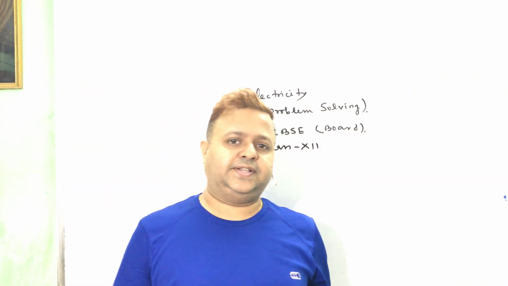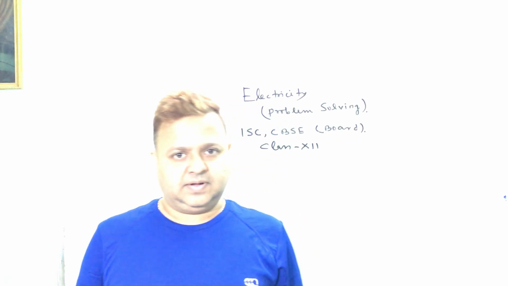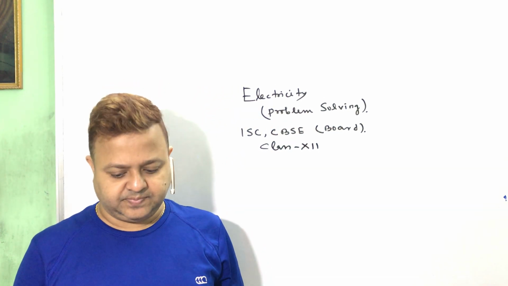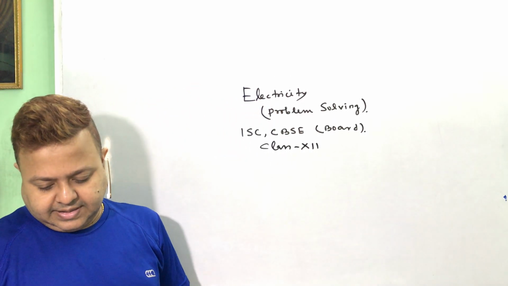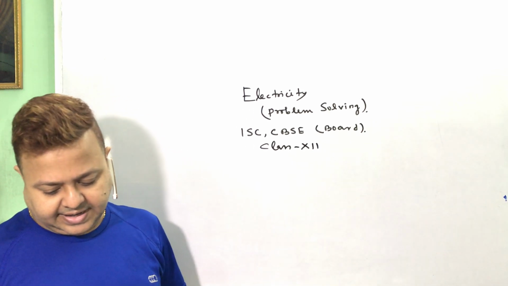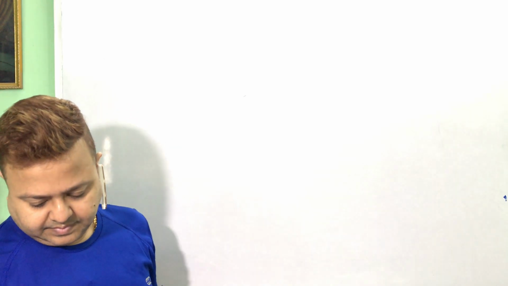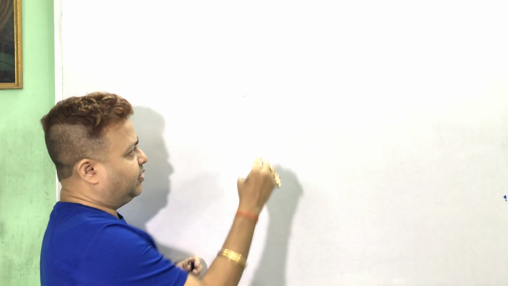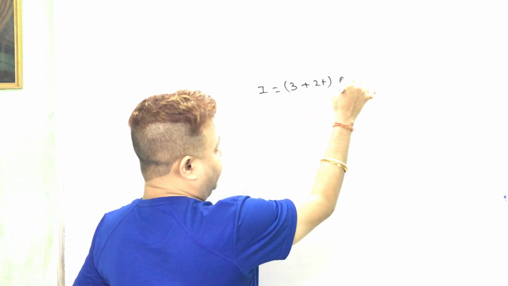Current electricity, first chapter problem solving class for board students, ISC, CBSE and also for West Bengal board. Problem number 1: current I varies with time as I equal to 3 plus 2t ampere.